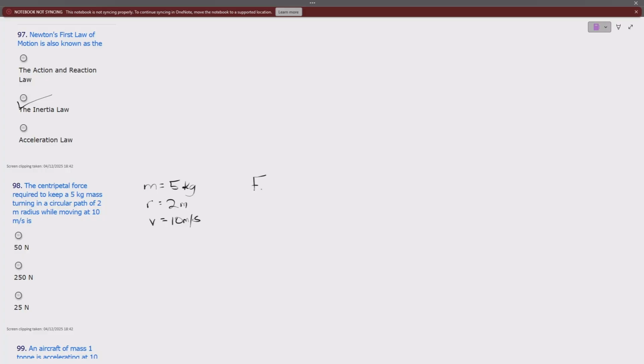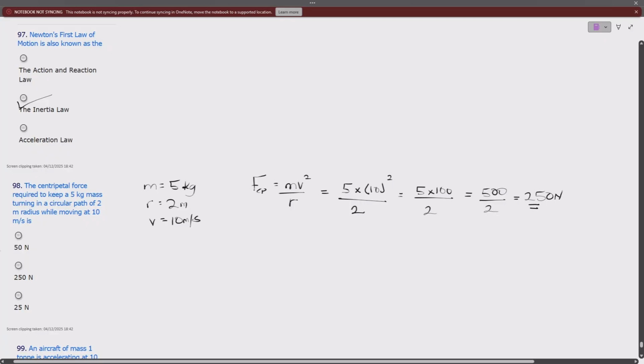The formula for the centripetal force equals mv squared over r. So you substitute the values. So we have the mass to be 5 times 10 squared divided by 2. That is going to give us 5 times 100 divided by 2. 500 divided by 2 equals 250 newtons. Right there.